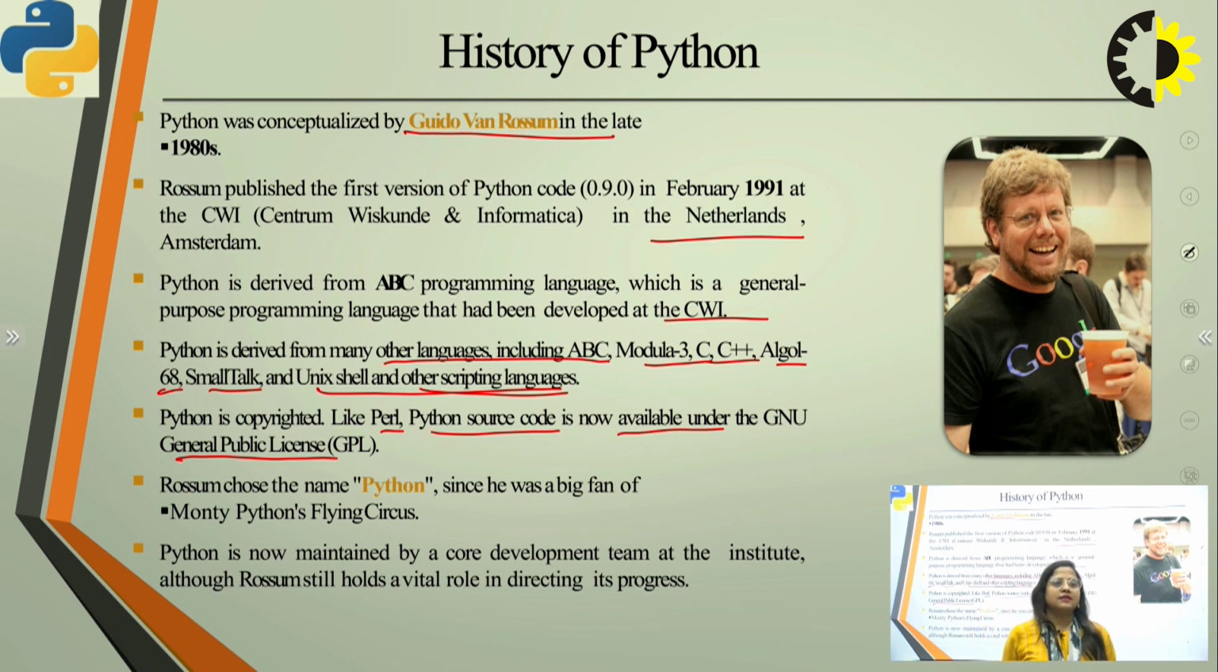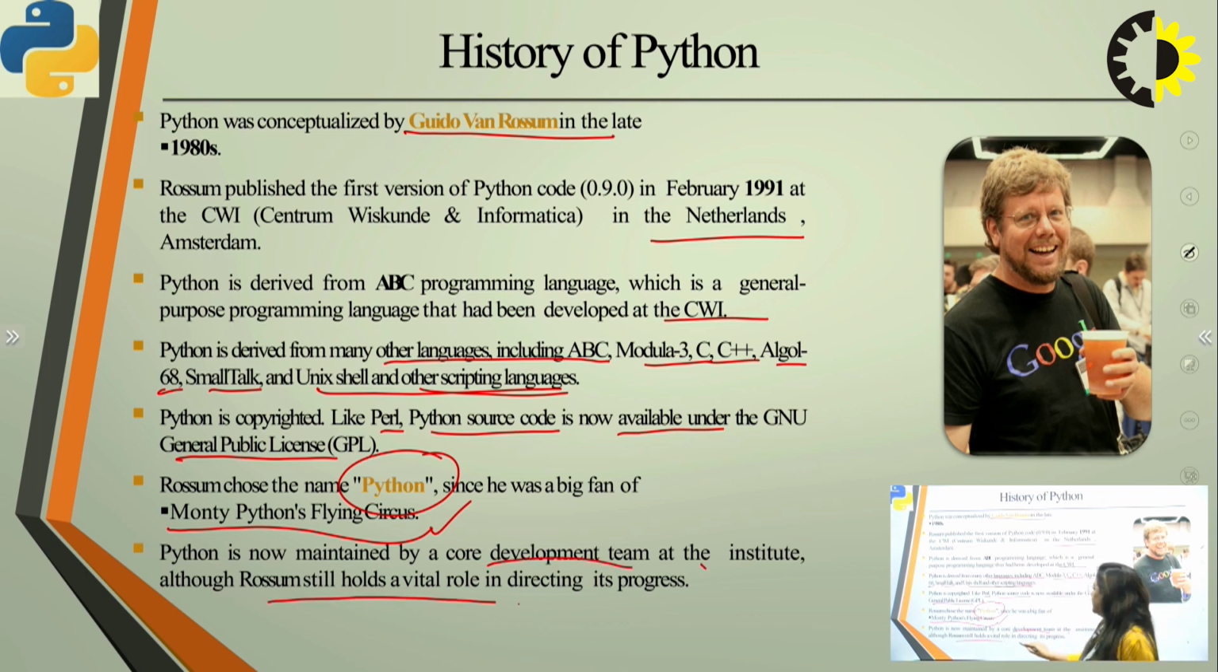Rossum chose the name Python because he was a big fan of Monty Python's Flying Circus. That's why he put the name of this language as Python. Python is now maintained by a core development team at the institute, although Rossum still holds the wheel of the whole process. Nowadays, Python is a fast growing language as compared to other languages. Mostly scientists, teachers, testers and developers use this language.